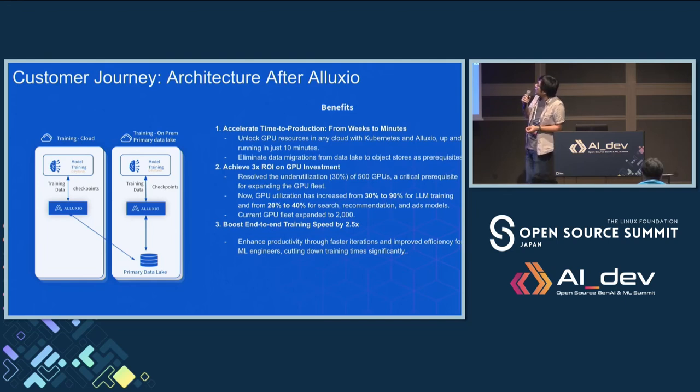And also, they are able to improve GPU utilization. Previously, they had 30% GPU utilization. Because this caching layer uses NVMe resources to serve these data queries in an efficient way, they're able to increase GPU utilization from 30 to 90% for LLM training, and from 20 to 40% for search, recommendation, and ads training. With this new result, they're able to expand their GPU fleet from 500 to more than 2,000. And in this case, we also have end-to-end training speed boosted by 2.5x.